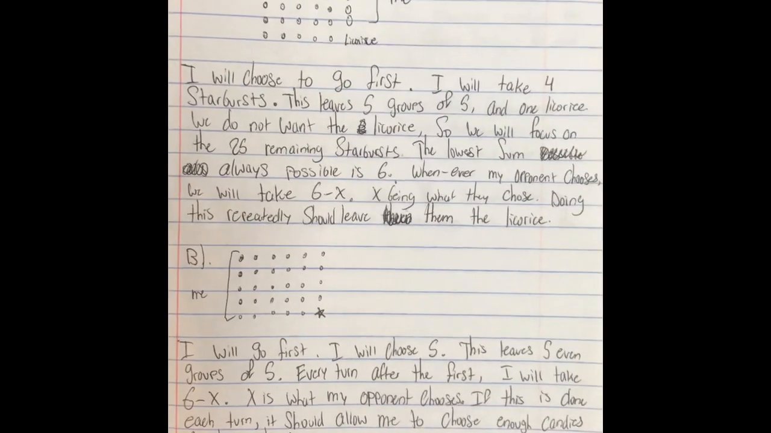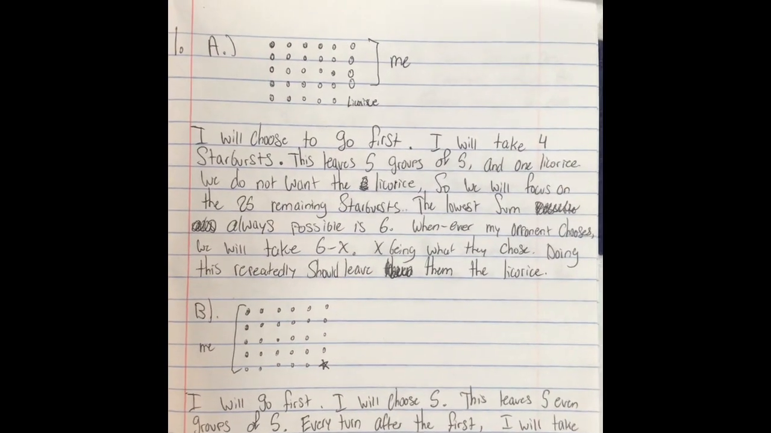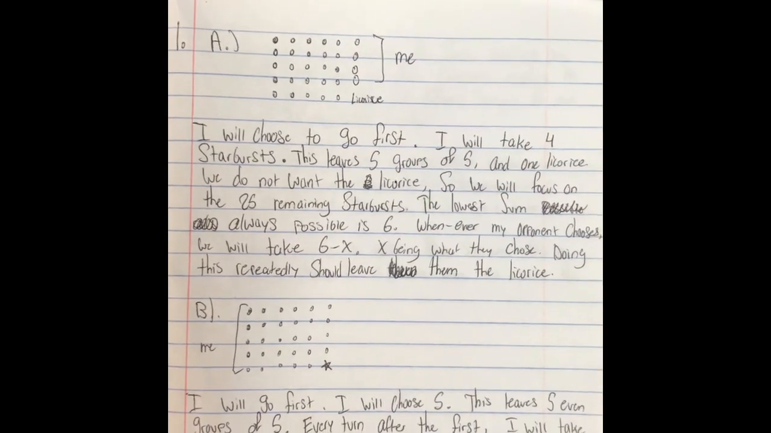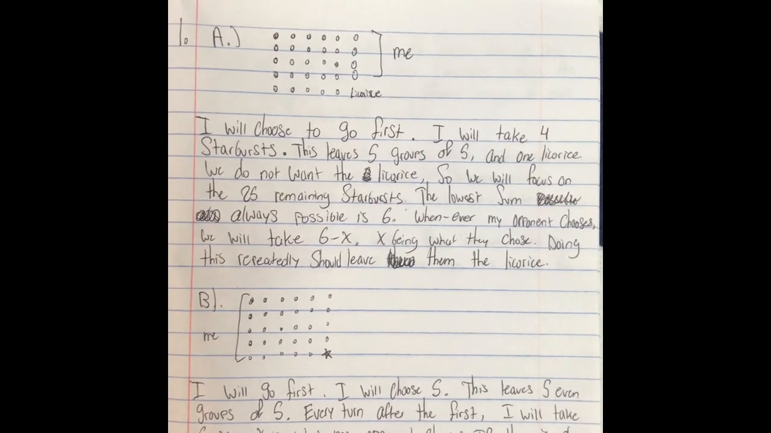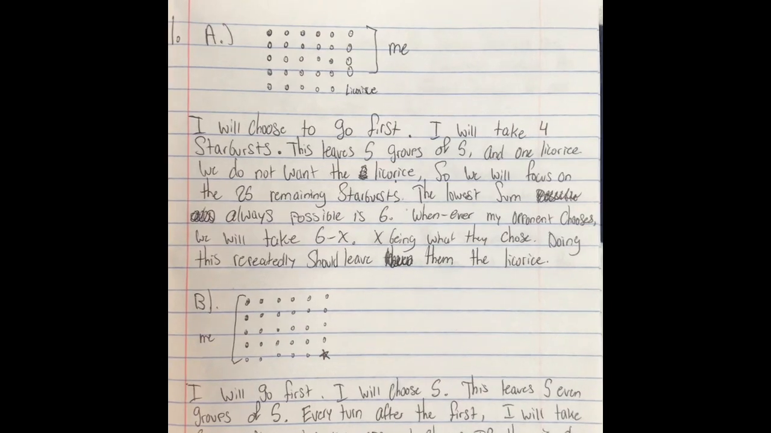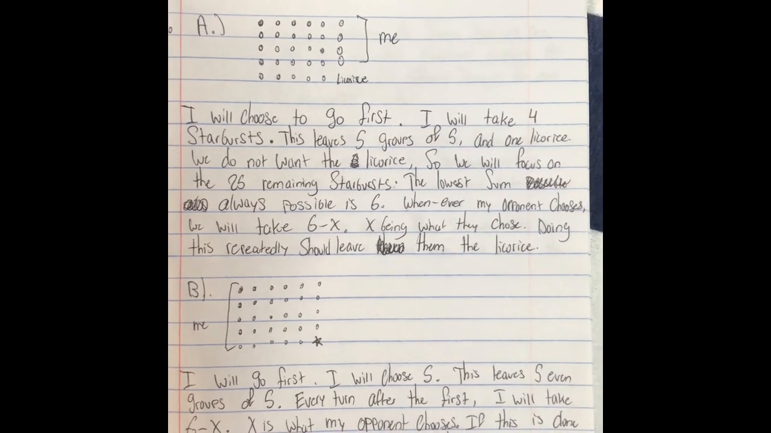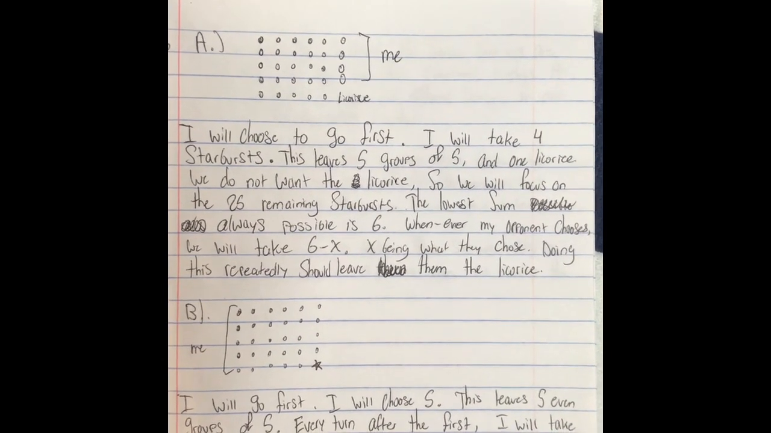So that leaves us to focus on the 25 remaining starbursts. The lowest sum that is always possible is 6. Whenever my opponent chooses, we will take 6 minus x, x being what they chose. Doing this repeatedly should leave them the licorice.